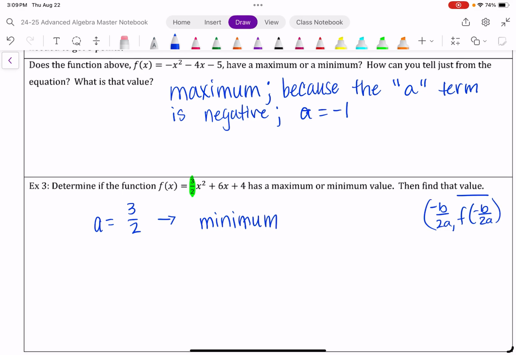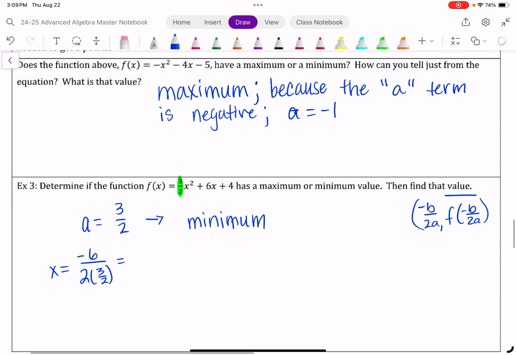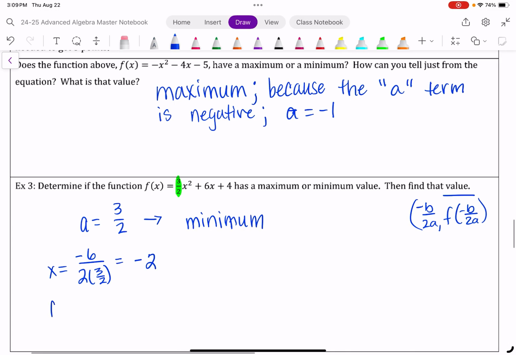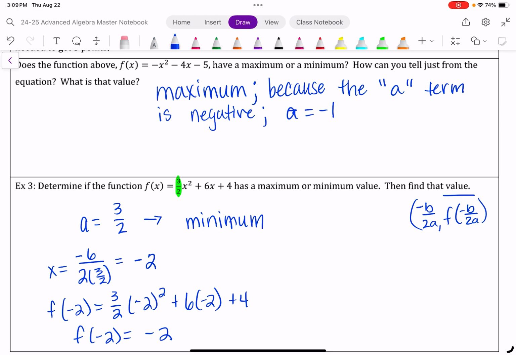So the x is going to equal negative b over 2 times 3/2. Put that in your calculator, just like you see it. Use the multiple fractions. You get negative 2. And then we're going to plug that in. 3/2 times negative 2 squared plus 6 times negative 2 plus 4. Plug that in our calculator. f of negative 2 is equal to negative 2. So our minimum value is negative 2.